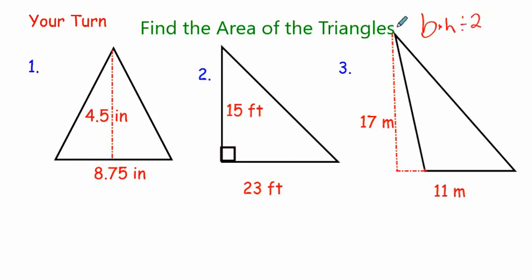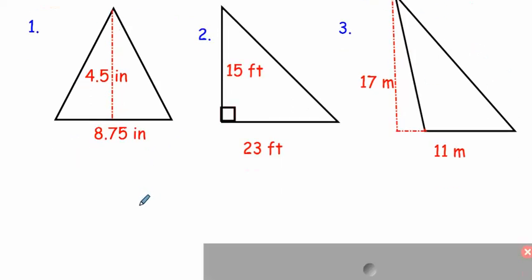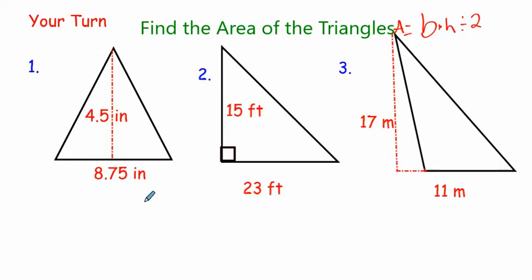If I were with you, I would make you write this out every single time. Area equals base times height, divide by 2. All right, I'm going to look for these answers. If you have any questions, make sure and talk to me.